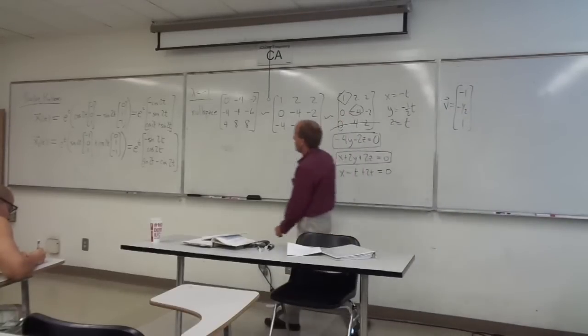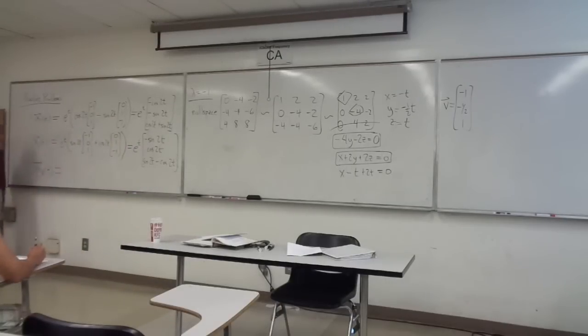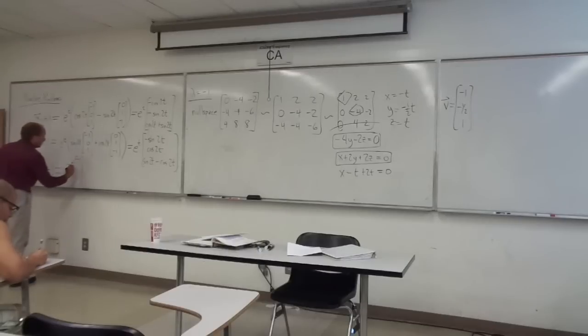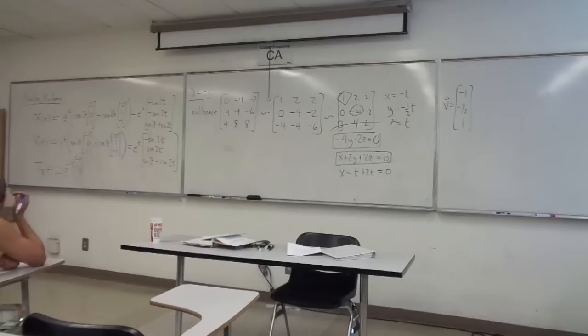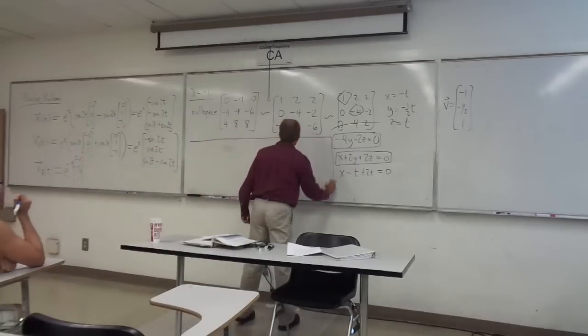So what will be my third solution? If I want to write down x3, how's that one going to look? E to the negative t times the vector we just wrote down, exactly, which is negative 1, negative 1/2, and 1. The problem said find the general solution. So what's that going to be?